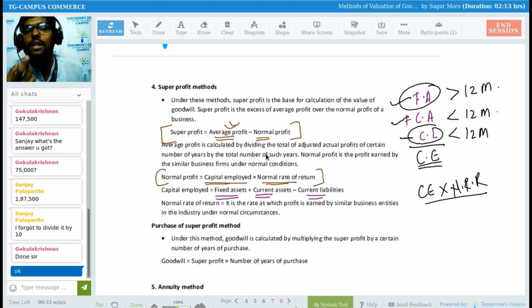So the expectation of earning return is known as normal rate of return, right? The 5 lakh rupees that I have invested into the business, on average, I should earn 10% or 12% on that investment. That is known as normal rate of return, right? So if I've invested 5 lakh rupees into the business and 10% is my normal rate of return, 5 lakhs multiplied by 10% gives 50,000, right? So 50,000 is my normal profit. Normally I should be earning 50,000 rupees of profit.